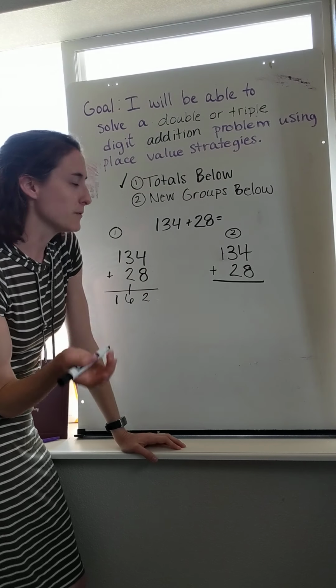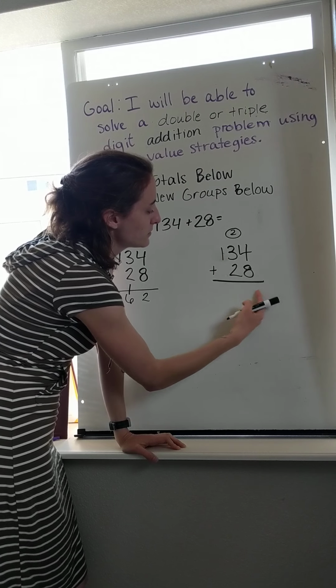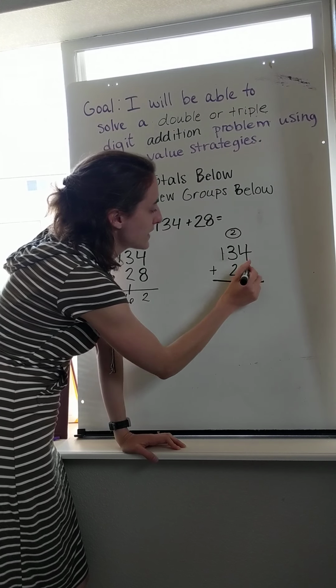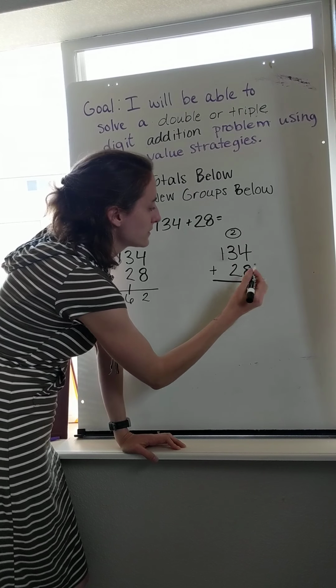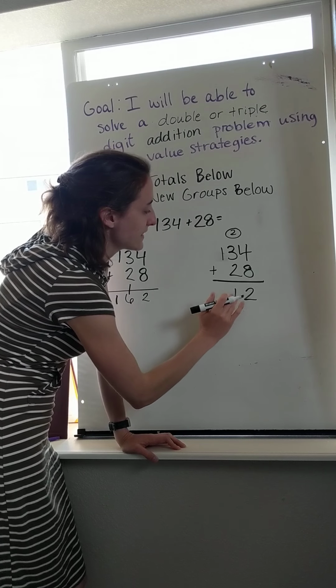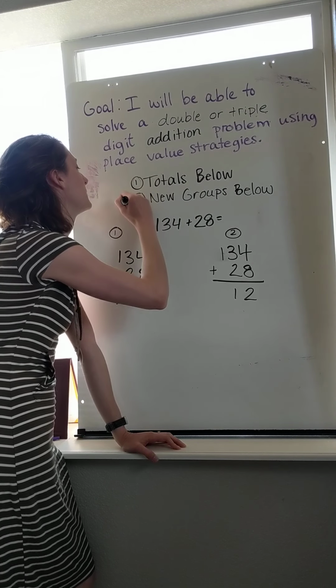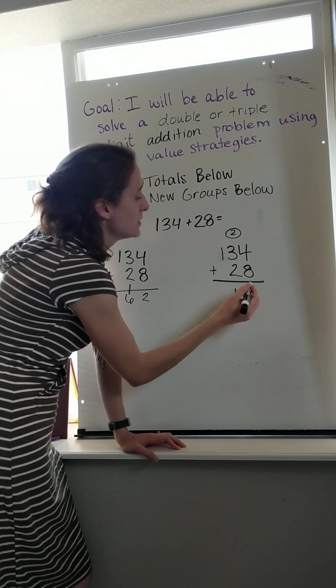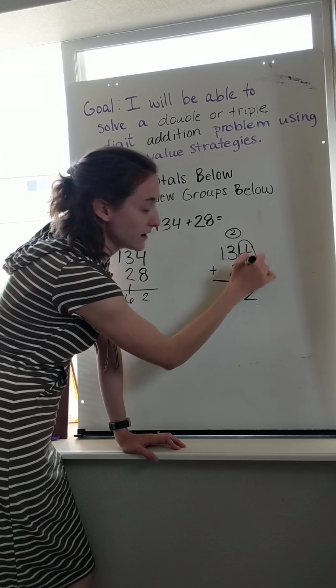So in new groups below, what I like about this is you're going to add up the ones and then put how much the ones are right here. Okay, so I have 8 plus 4. 8 plus 4. 8, 9, 10, 11, 12. Okay, so my ones place made 12. I'm just going to put that there. That's my totals below. So the total of my ones place was 12. I'm done adding up my ones.